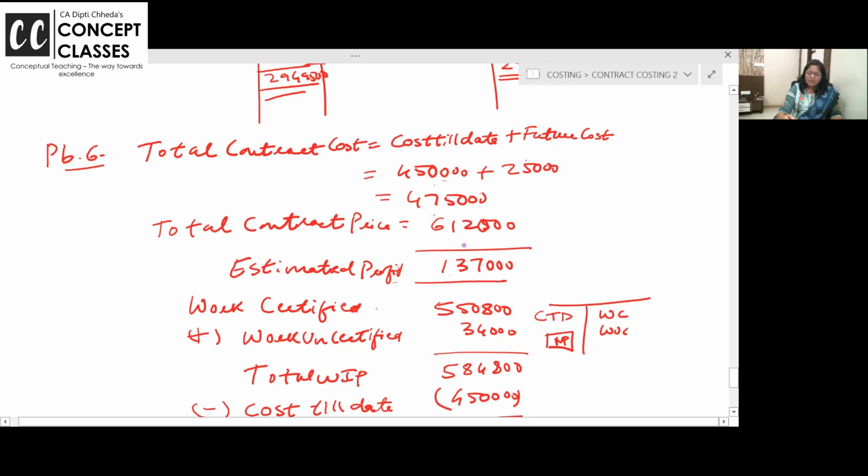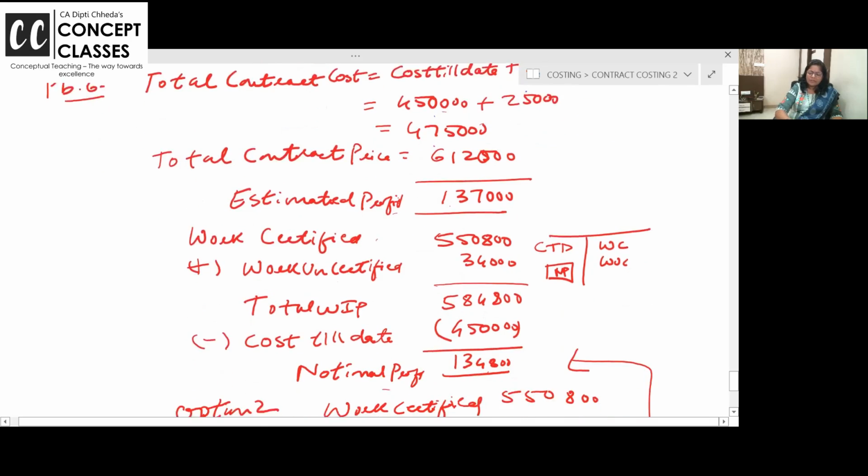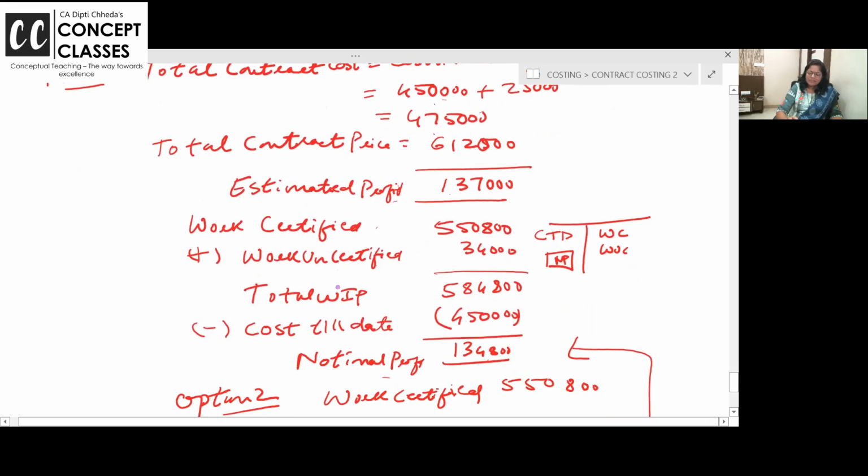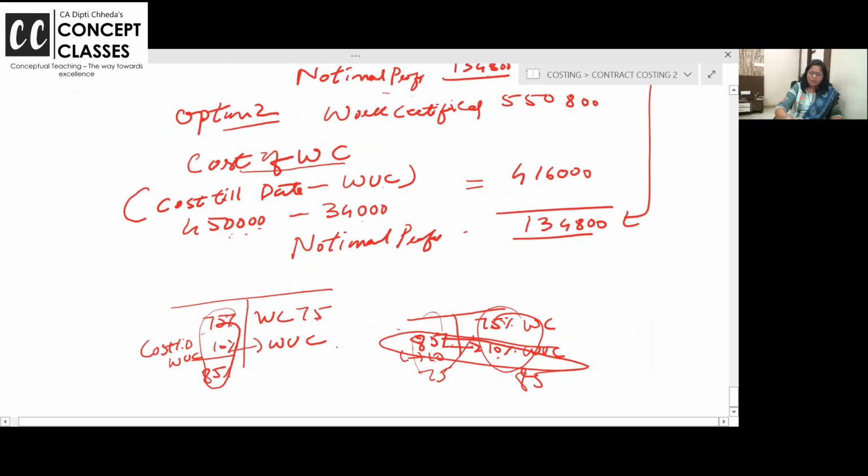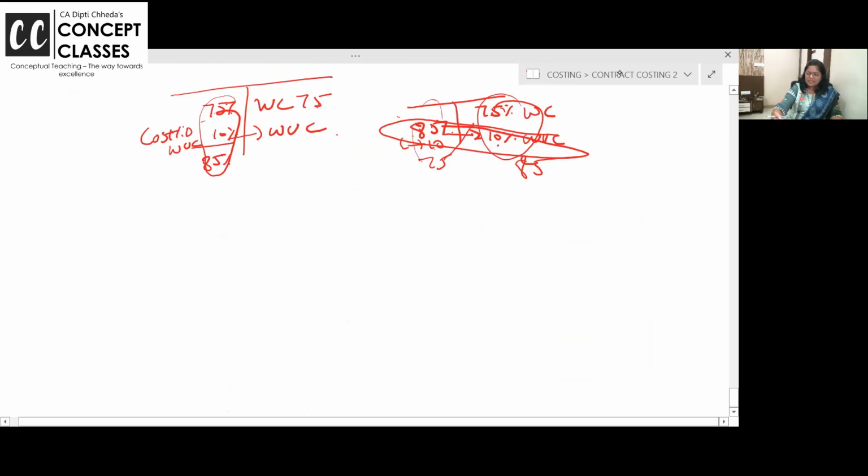Contract price is given, you got estimated profit. Work certified, uncertified, work in progress you got, and cost till date you knew, you got notional profit. Now I have done add and less. You can do T format also. ठीक है?